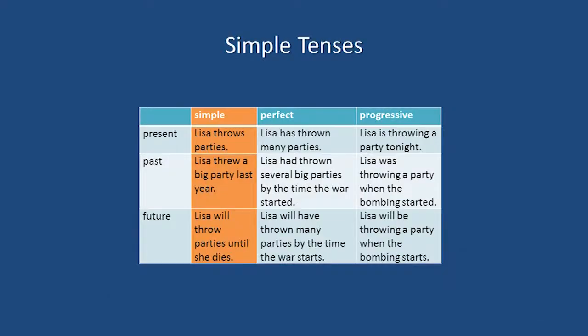Okay, let's look at the simple tenses now. The simple present is used for general statements, opinions, or facts. Lisa throws parties. While the simple past is used for specific statements about a specific event at a specific time in the past. Lisa threw a big party last year.